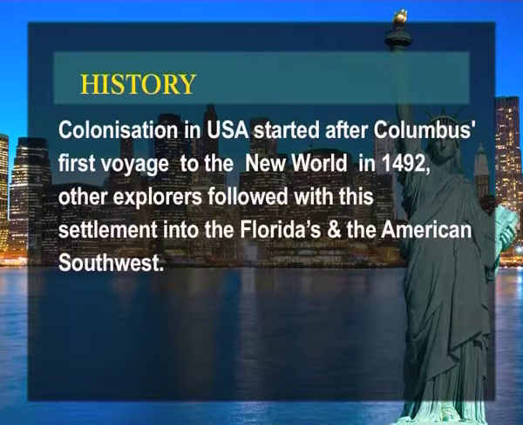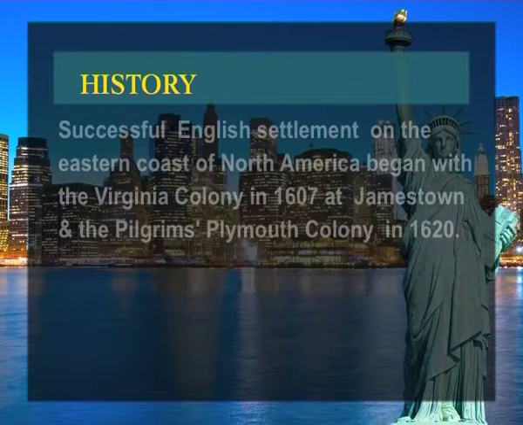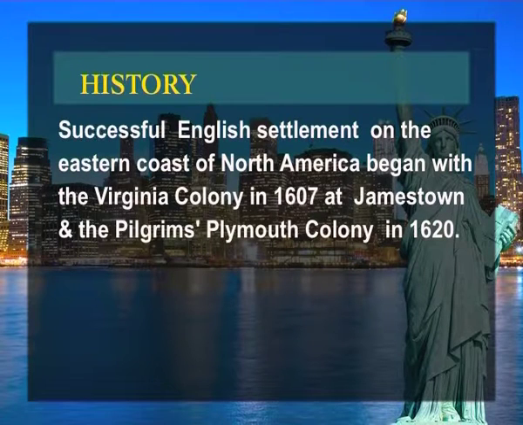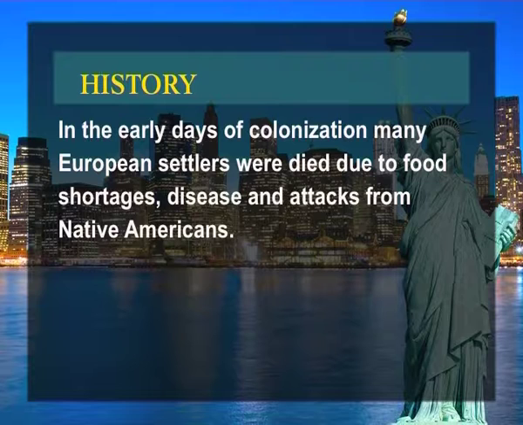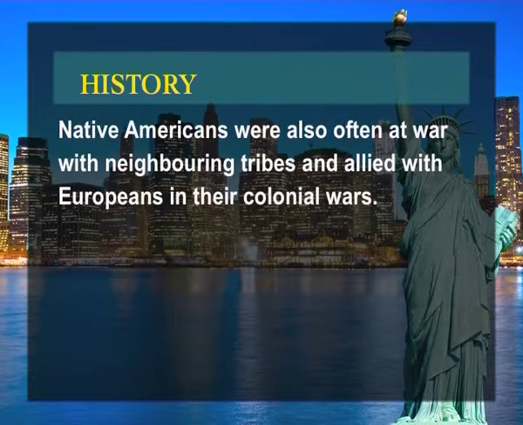Colonization in USA started after Columbus' first voyage to the New World in 1492. Other explorers followed with settlement into the Floridas and the American Southwest. Successful English settlement on the eastern coast of North America began with the Virginia colony in 1607 at Jamestown and the Pilgrims' Plymouth colony in 1620. In the early days of colonization, many European settlers died due to food shortages, disease and attacks from Native Americans. Native Americans were also often at war with neighboring tribes and allied with Europeans in their colonial wars.